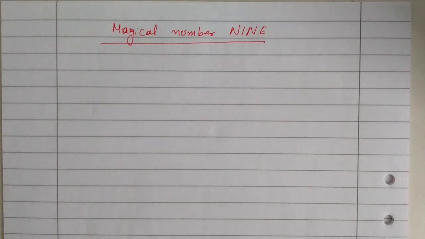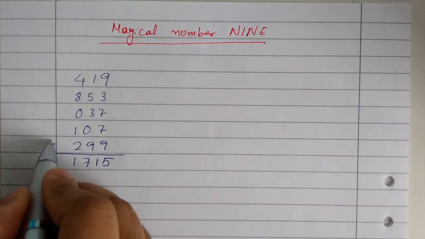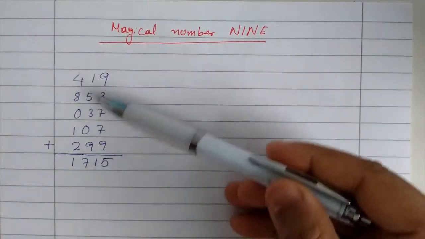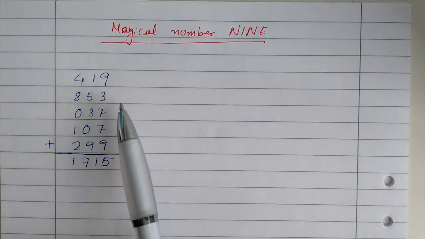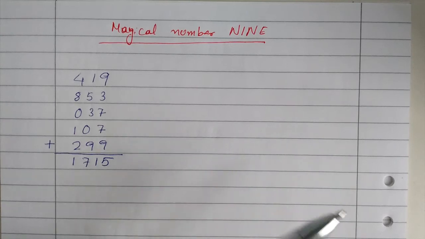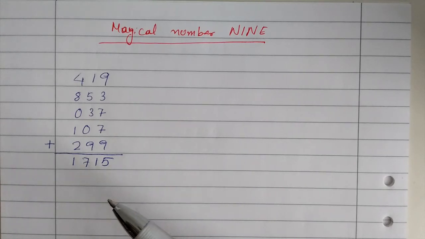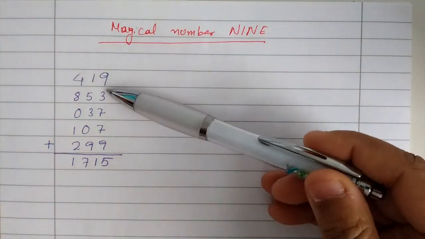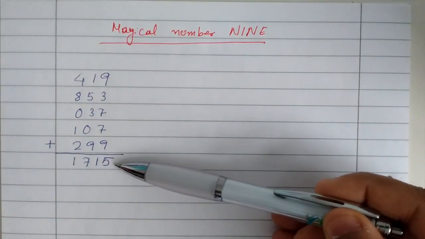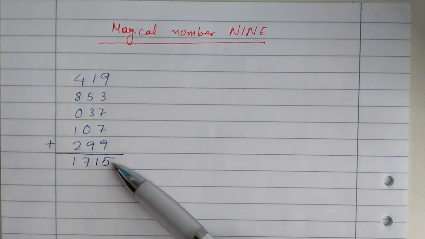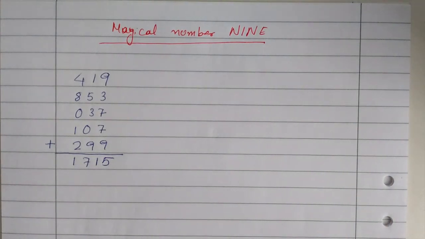So let's get started. Here I have done the addition of some numbers. As you see, these 5 numbers are quite large, and to do the calculation once again will be a long and tedious job. So how do we find out if the summation of all of these numbers is equal to 1715? As I said, this rule is based upon the number 9.